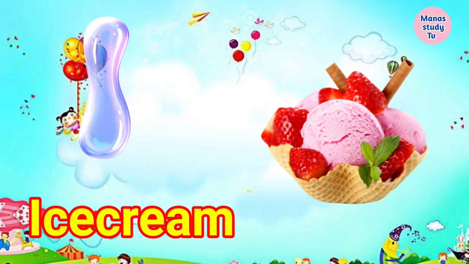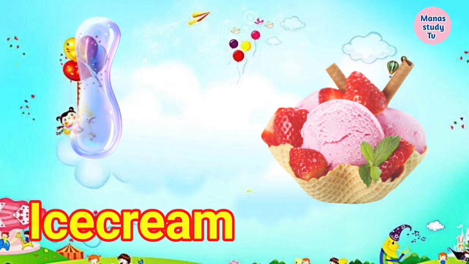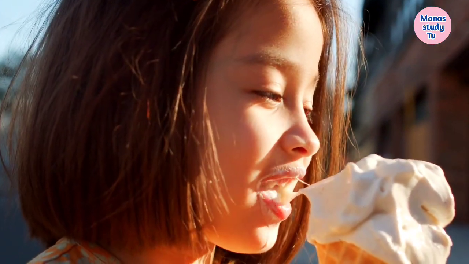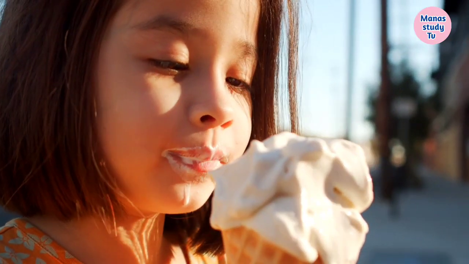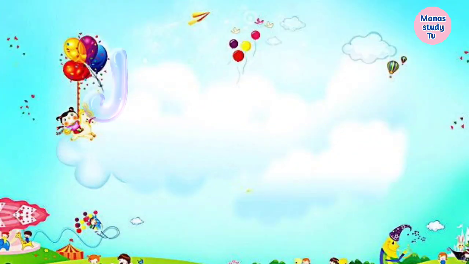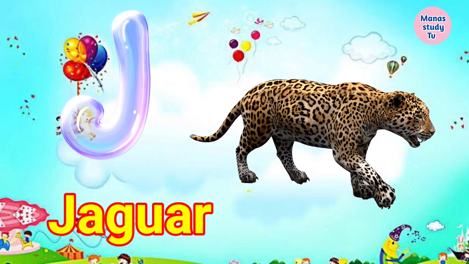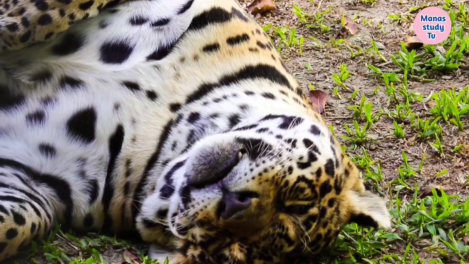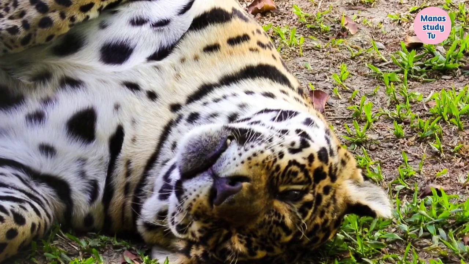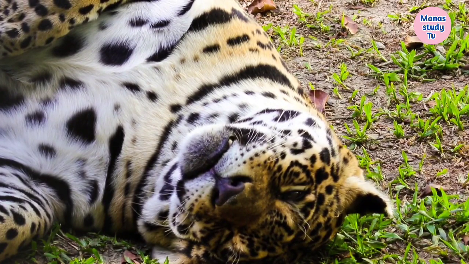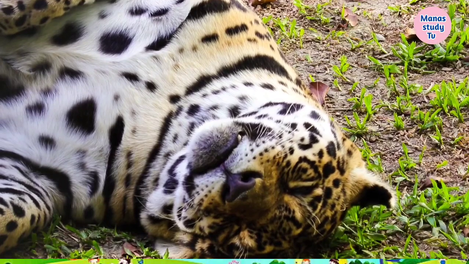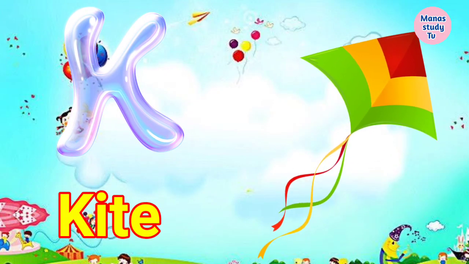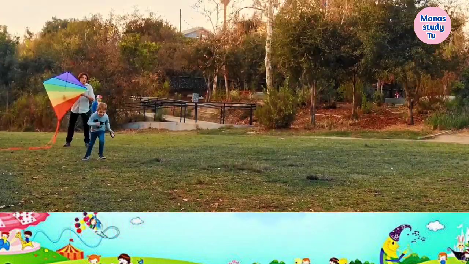I. I for ice cream. Ice cream means ice cream. J. J for jaguar. Jaguar means tendua. K. K for kite. Kite means patang.